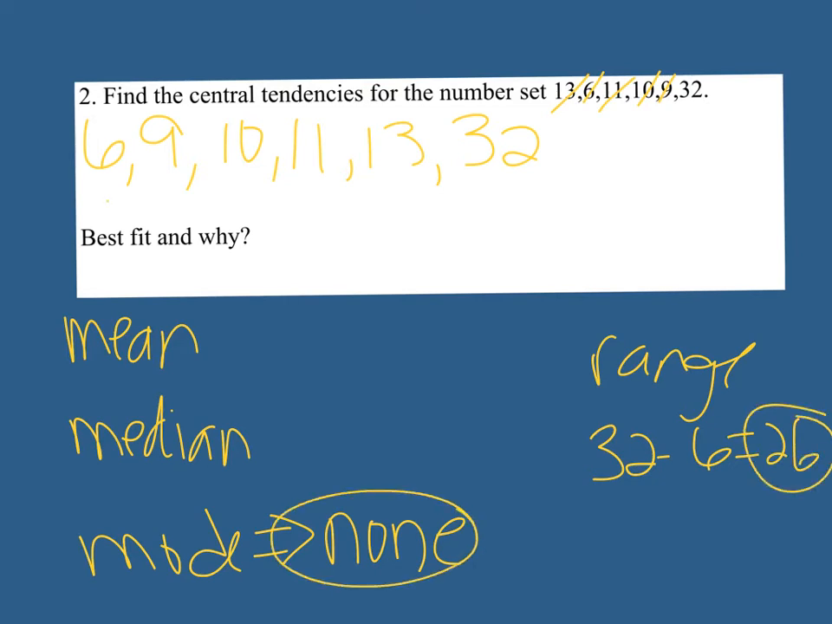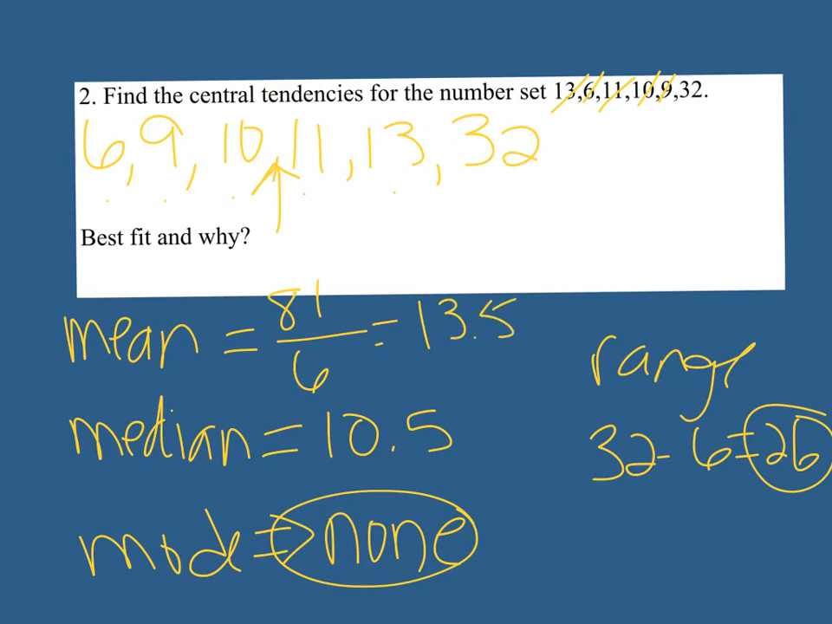Median's the middle, so there's 1, 2, 3, 4, 5, 6 numbers. So right here, 3 on each side is the middle. There's 2 middle numbers, so I'm going to add them and divide by 2, which would give me 10.5. Okay. Mean, I'm going to add them all up. So I have 6 plus 9 plus 10 plus 11 plus 13 plus 32 equals 81. Divided by 6, I get 13.5.